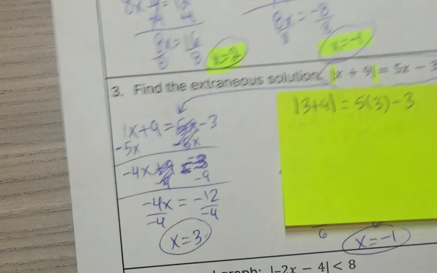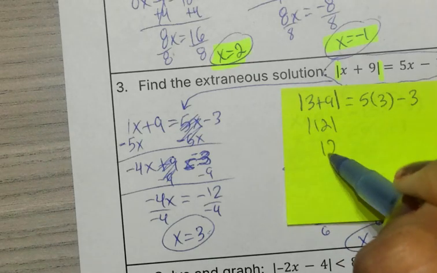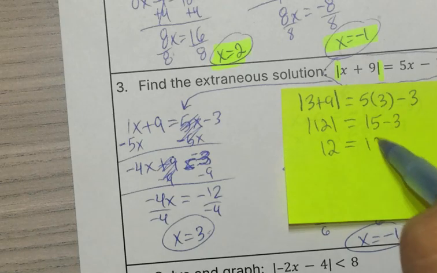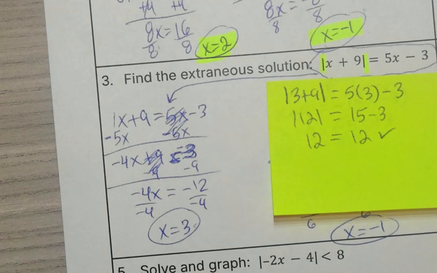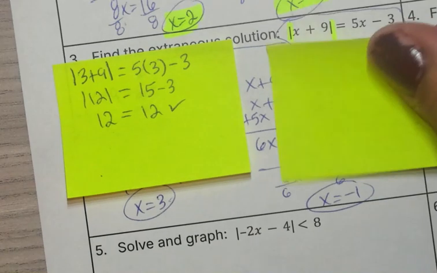So you just want to check that the left side equals the right side. 3 plus 9 is 12. Absolute value of 12 is 12. 5 times 3 is 15. 15 minus 3 is 12. So this checks that 3 is a solution. Now let's try negative 1.